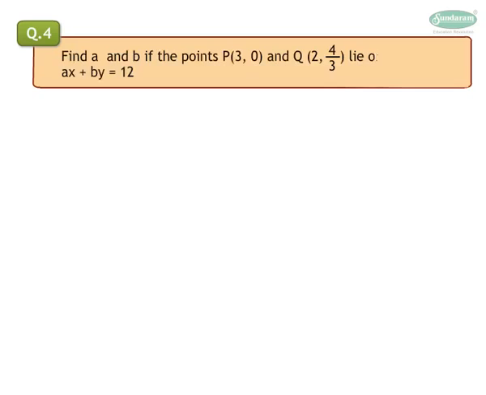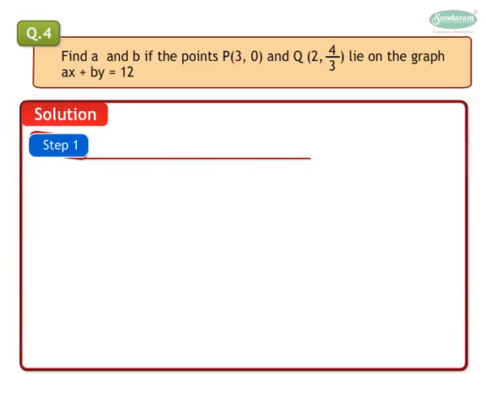We now extend our knowledge of graphs by solving the following problems. Question 4. Find a and b if the points P, whose coordinates are 3 and 0, and Q, whose coordinates are 2 and 4 upon 3, lie on the graph whose equation is ax plus by is equal to 12.